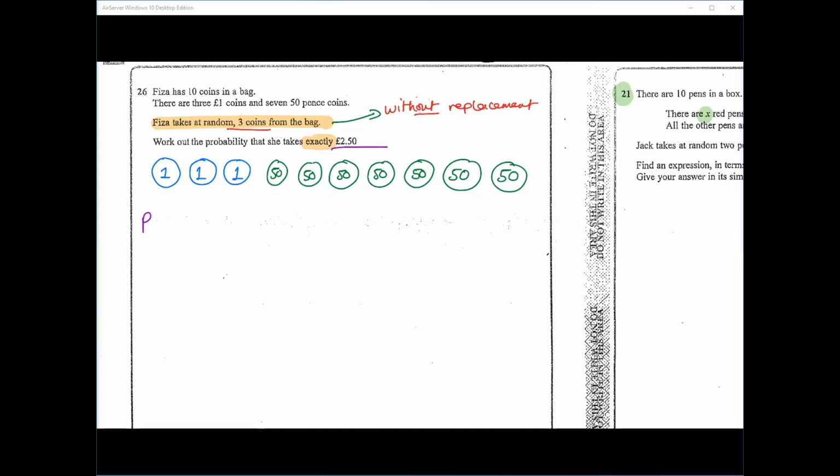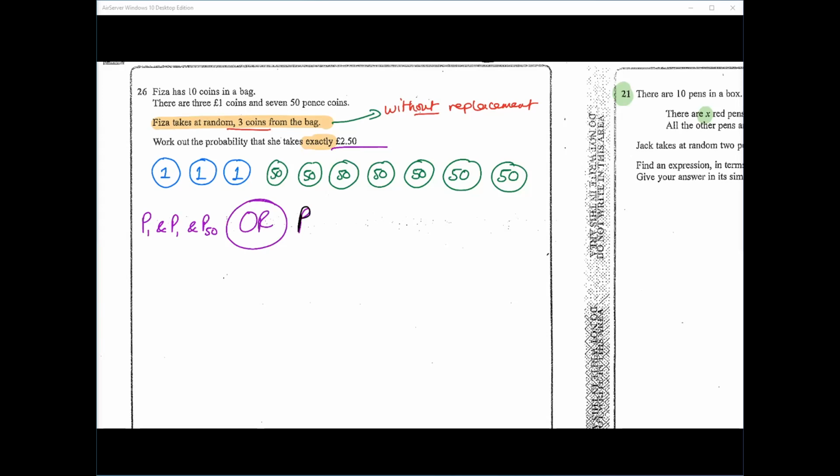So it could be probability of what? Give me the values. Probability of £1 and another one, and 50p. Or what's the other way? Give me another way of doing it. 50p, 50p, and £1. Now probability. You can't use 50p more than once.